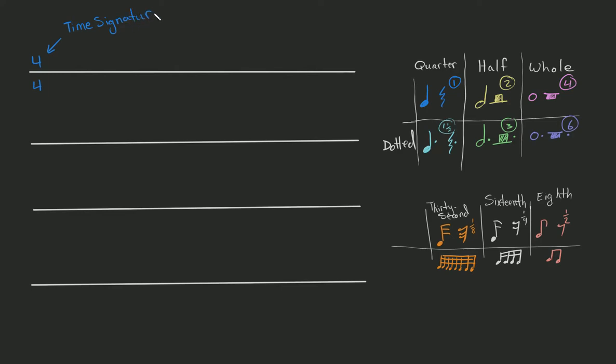The way they work is the top number means how many beats per measure. So this, of course, means that we have 4 beats per measure. I'll make sure this is really clear. And maybe this is going to be purple. Okay, and then the bottom number, this one, means what note gets one beat.